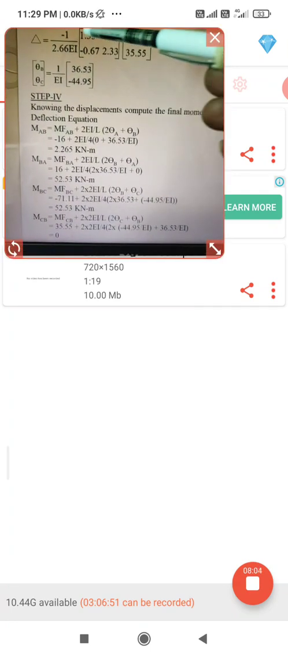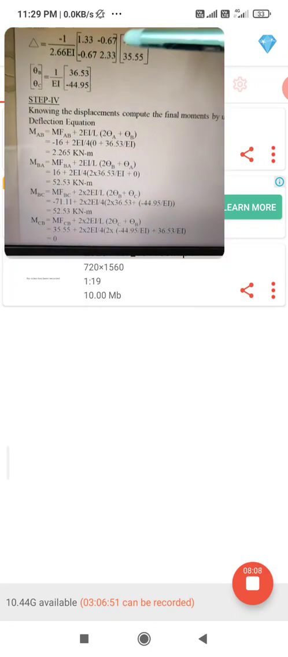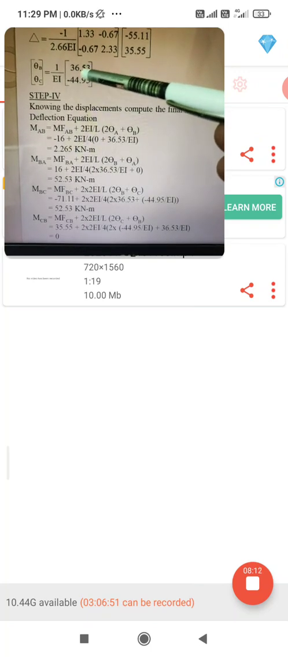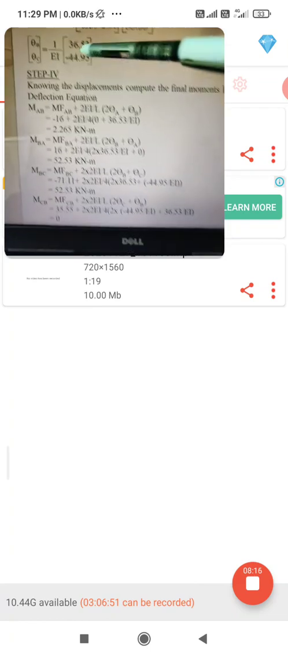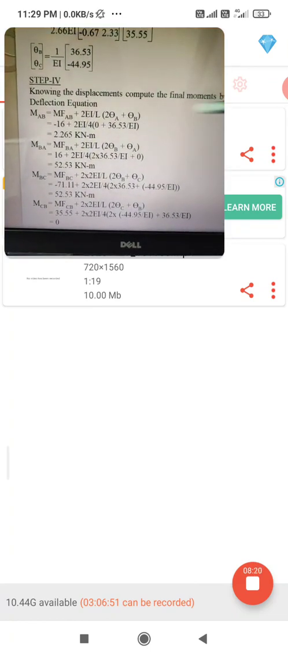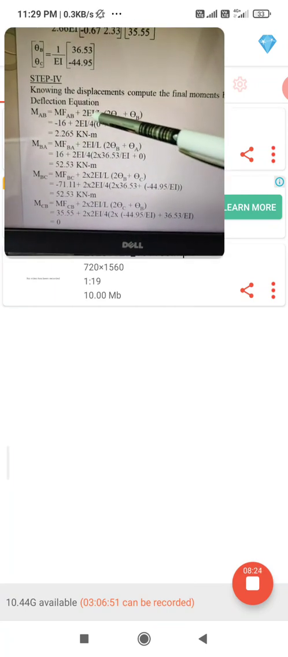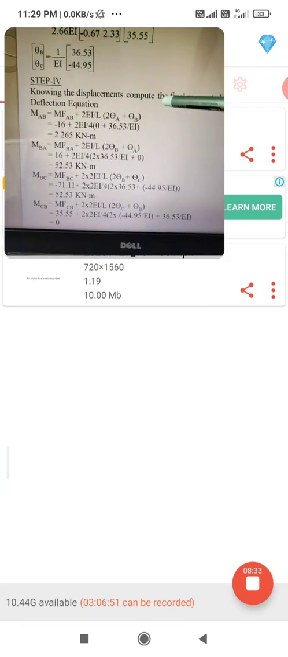Next, solving this equation, we get theta B and theta C values. After solving, you will get 36.53 and minus 44.95. So in the fourth step, knowing the displacement, compute the final moments using the slope deflection equation. What is the slope deflection equation? MAB is equal to MFAB plus 2EI by L into 2 theta A plus theta B minus 3 delta by L. There is no sinking value, so delta will be 0.